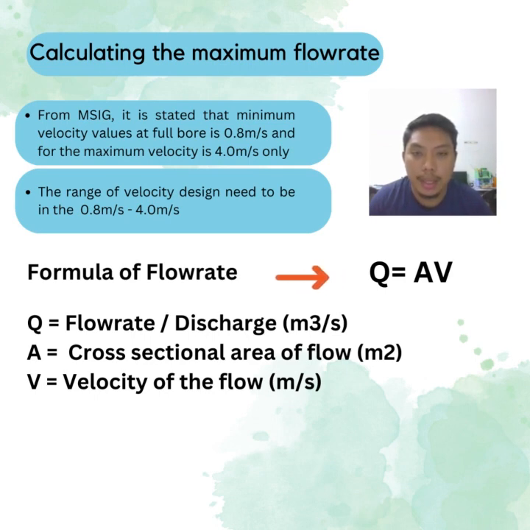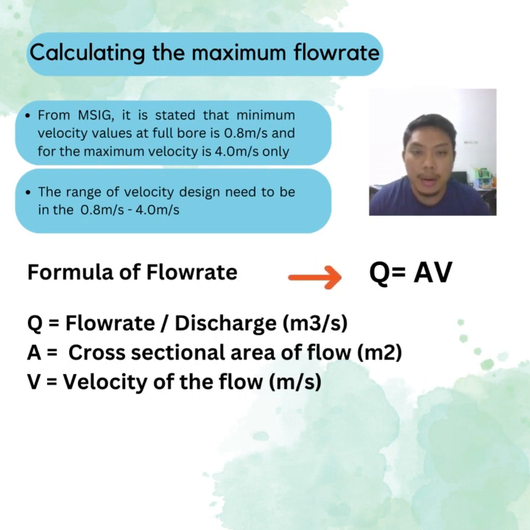So from MSIG, it is stated that the minimum velocity value at full bore is 0.8 meter per second, and the maximum velocity is 4.0 meter per second only. So the range of velocity for design needs to be 0.8 meter per second until 4.0 meter per second.